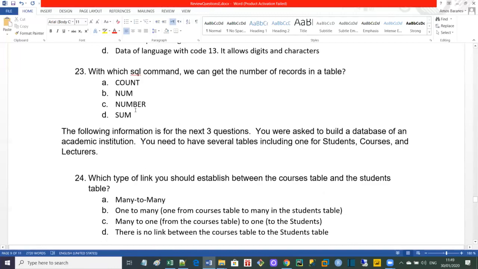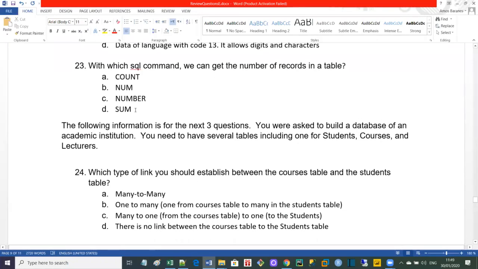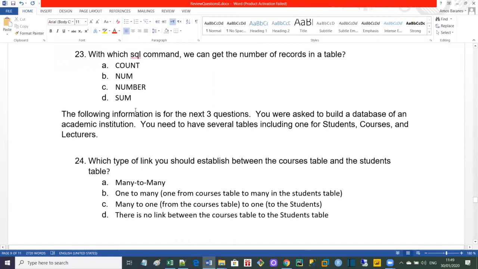With which SQL command can we get the number of records in a table? I mentioned that, and it's also in the video that I gave you on Introduction to SQL. Very simple command, it's count. You simply write select count, open parentheses, put a star inside, from the table name, and you'll get the number of records in that table.